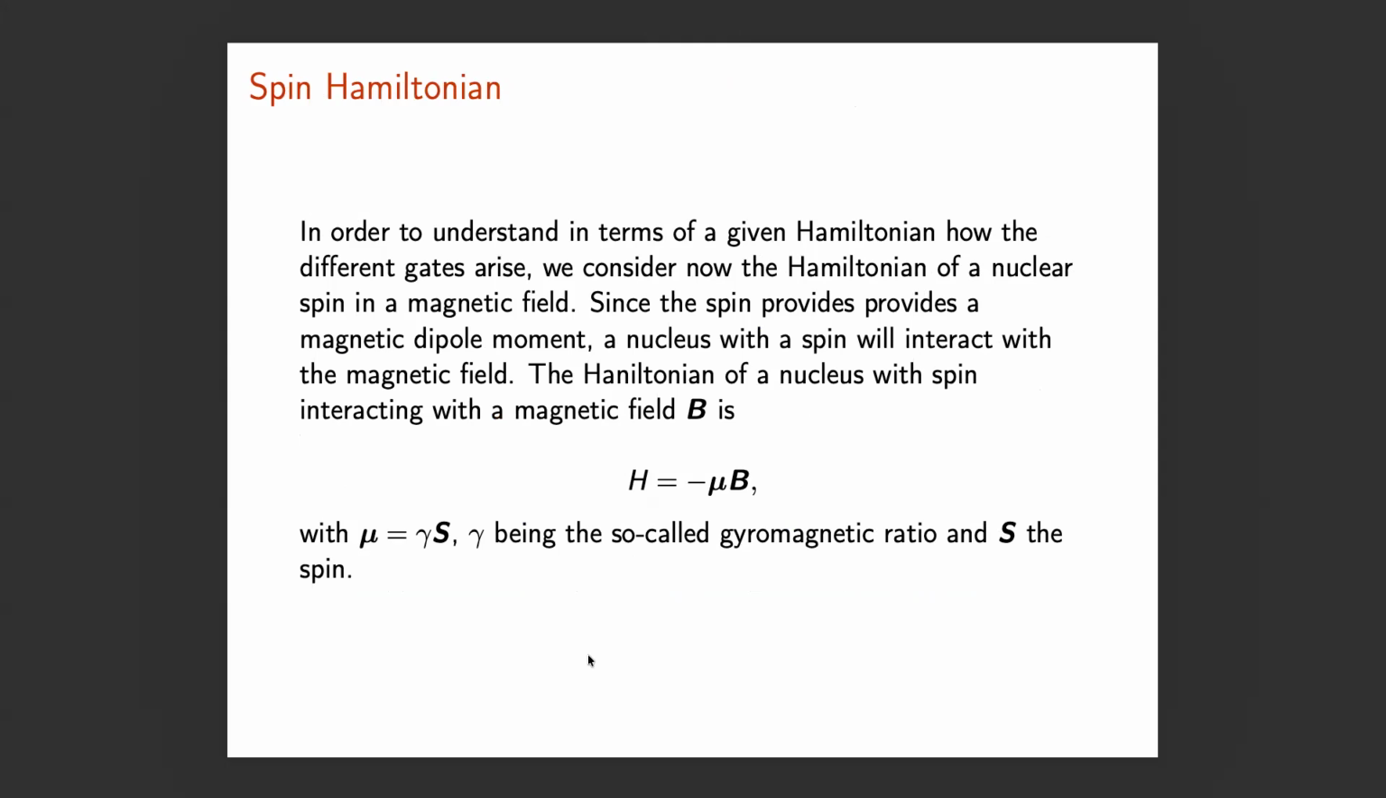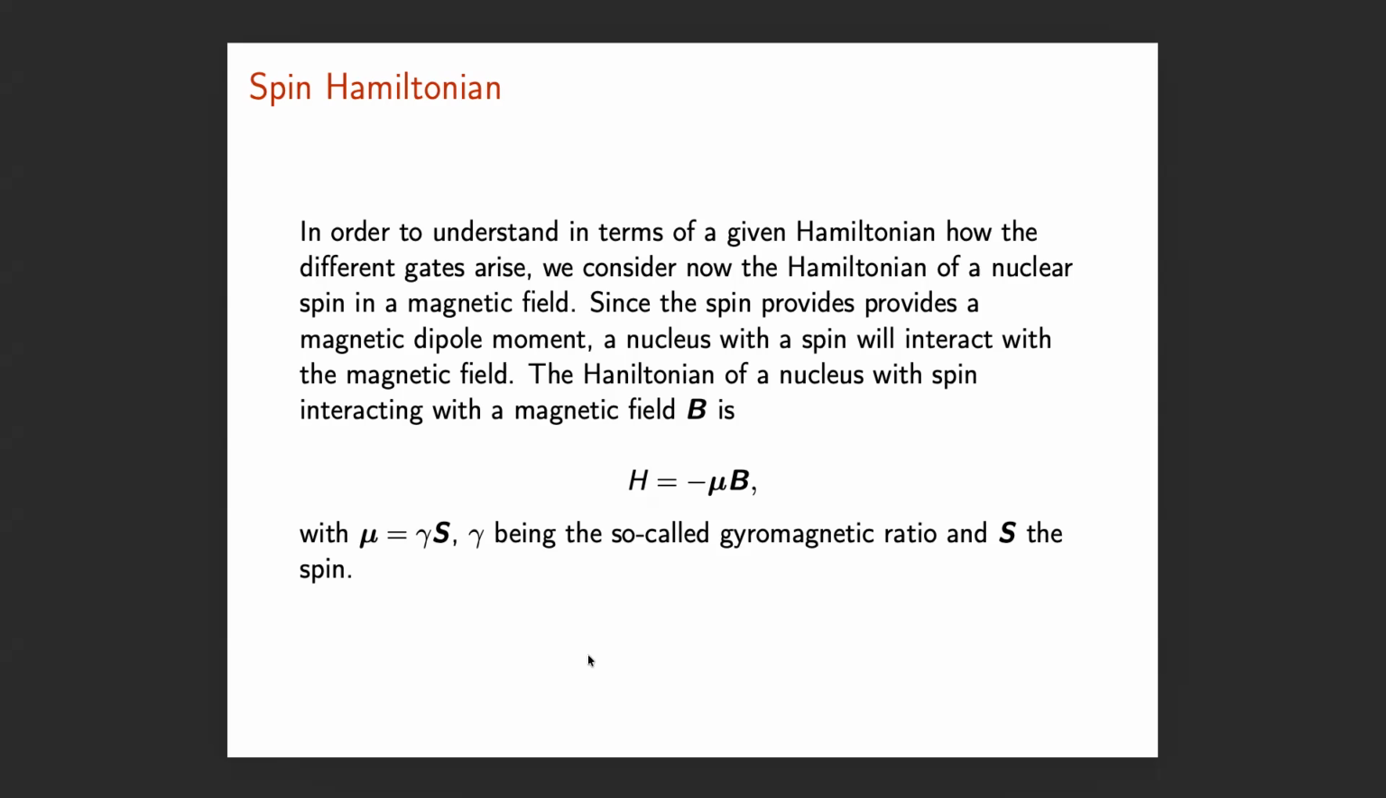But the essential thing here, just to make it simple, and also the way the different gates appear, is if you now consider the Hamiltonian of a nuclear spin in a magnetic field. So the spin provides a magnetic dipole moment, and a nucleus with a spin will interact with a magnetic field.